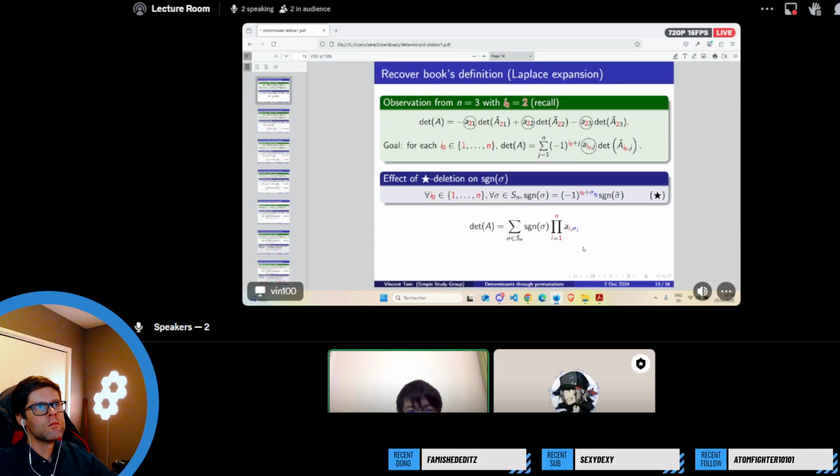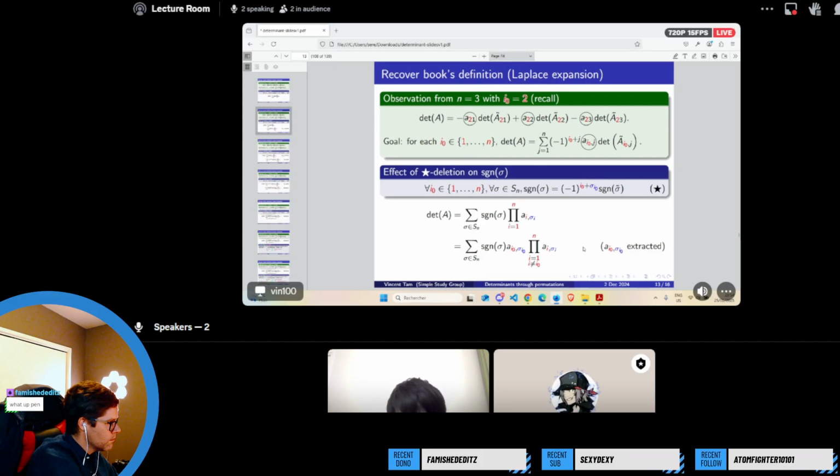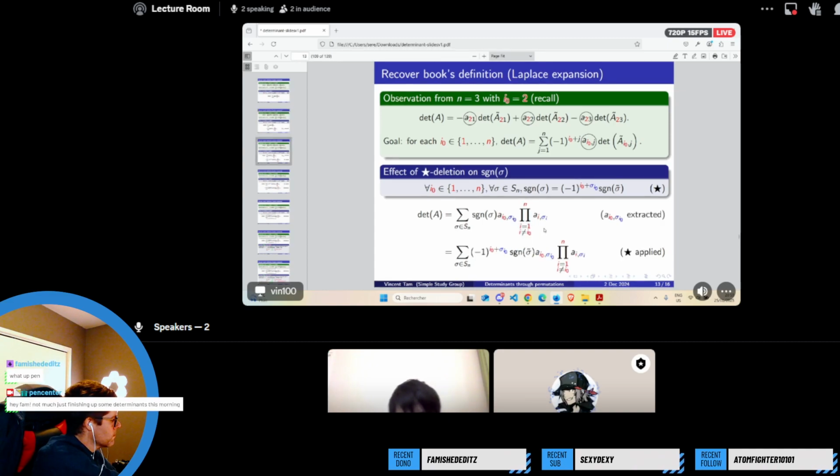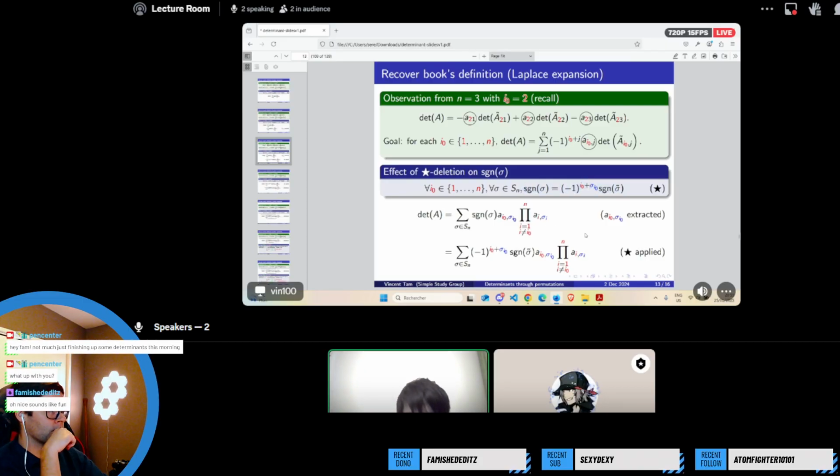So to recover the book's definition, we will be deleting i0 and sigma i0. First of all, we extract this term out from the product, and then we apply this star formula that we found earlier.